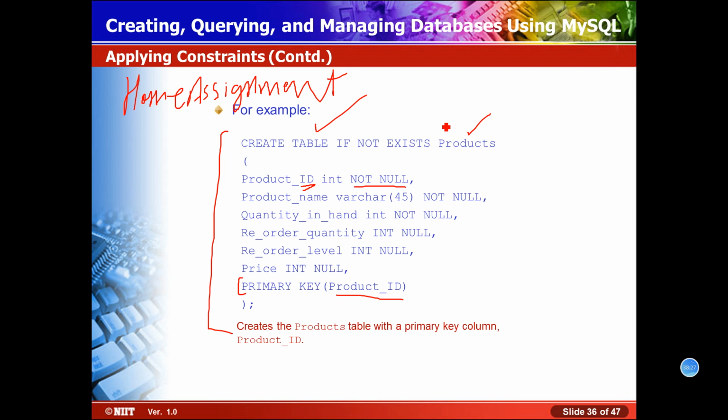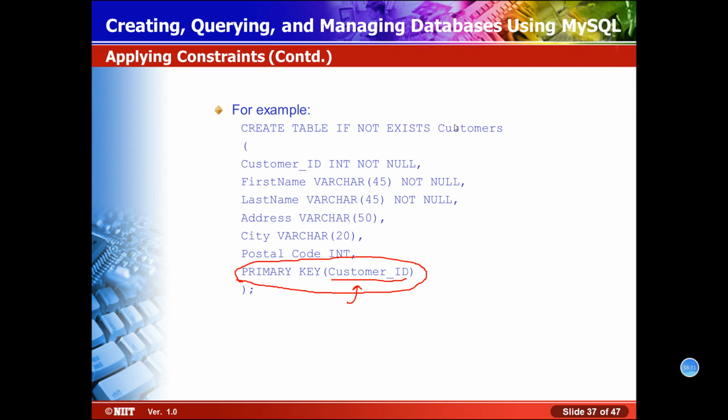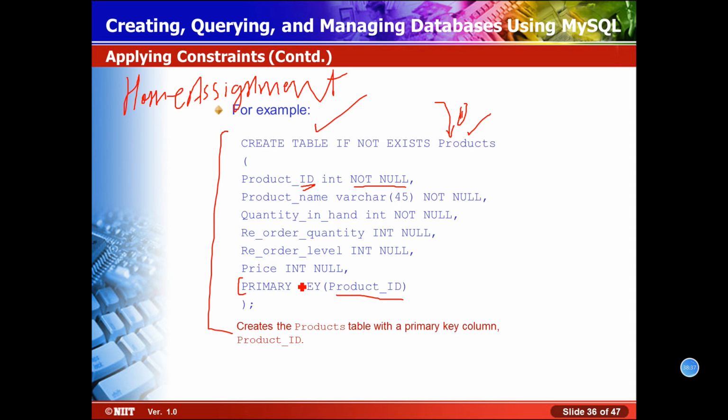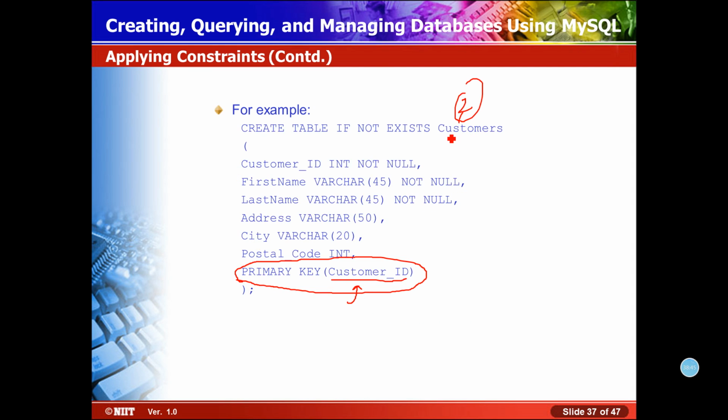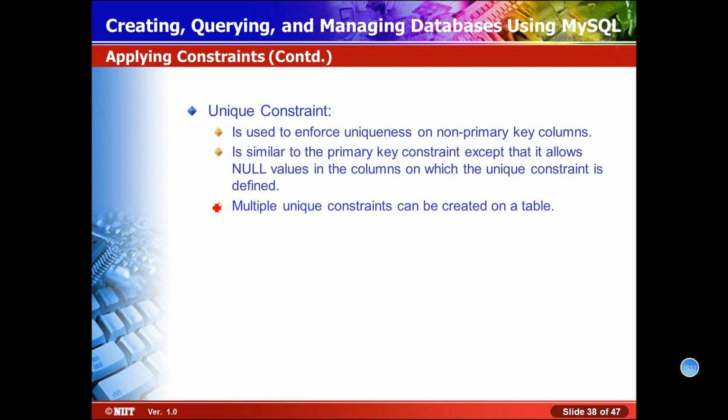Home assignment. The first table is product, and the second is customer. Okay, so this is your home assignment. You will complete this. In the product table, my primary key is product ID. This is my primary key. Okay, and in the customers table, my primary key is customer ID. Do you understand? So do this. This is your homework for this.